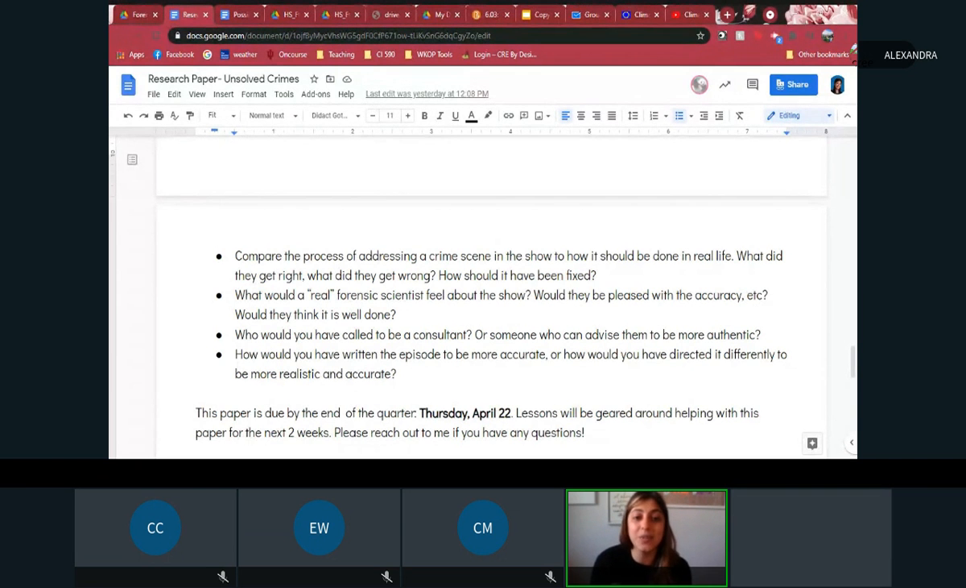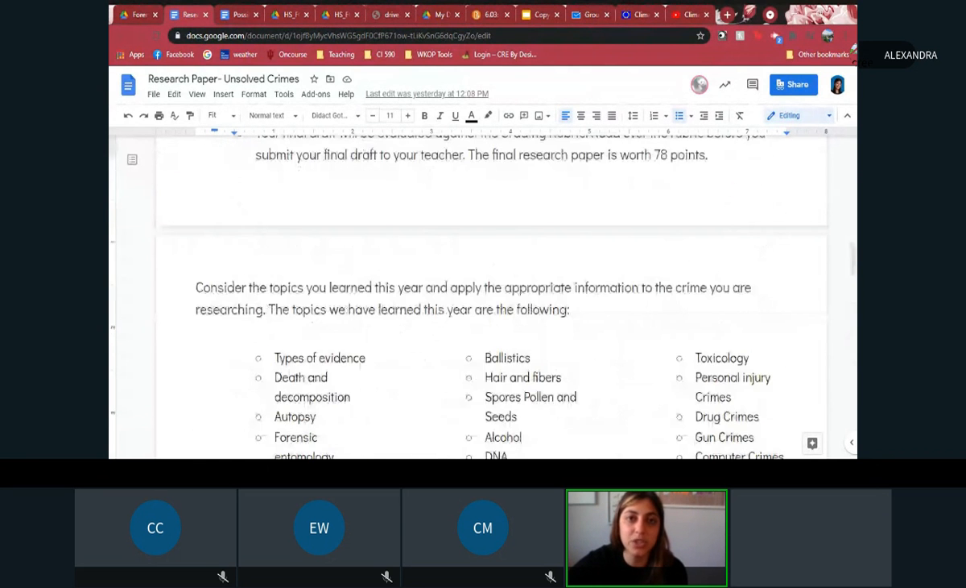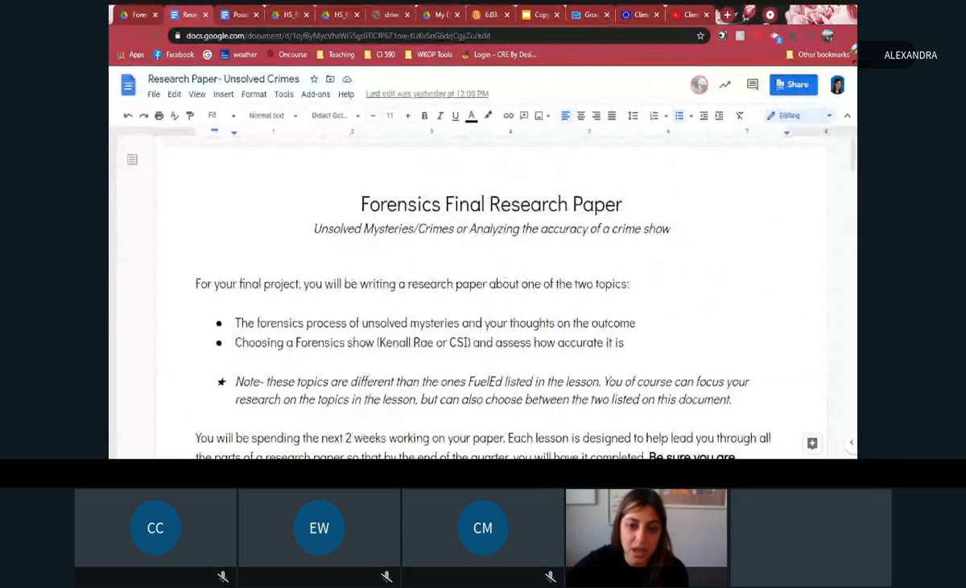And if you were writing the episode, how would you have written the episode to be more accurate? Or how would you have directed it differently to be more realistic and accurate? So those are 3 different parts. The first one is you're giving me the setting of the scene, analyzing what they did. The second one is comparing it to real life. And then the third one is, what would you have done differently? How could you have changed the writing of the show to be more realistic? Okay. And those are the big questions. Those are the big components, the big topics that you're going to be doing for your research paper. Are there any questions on that?